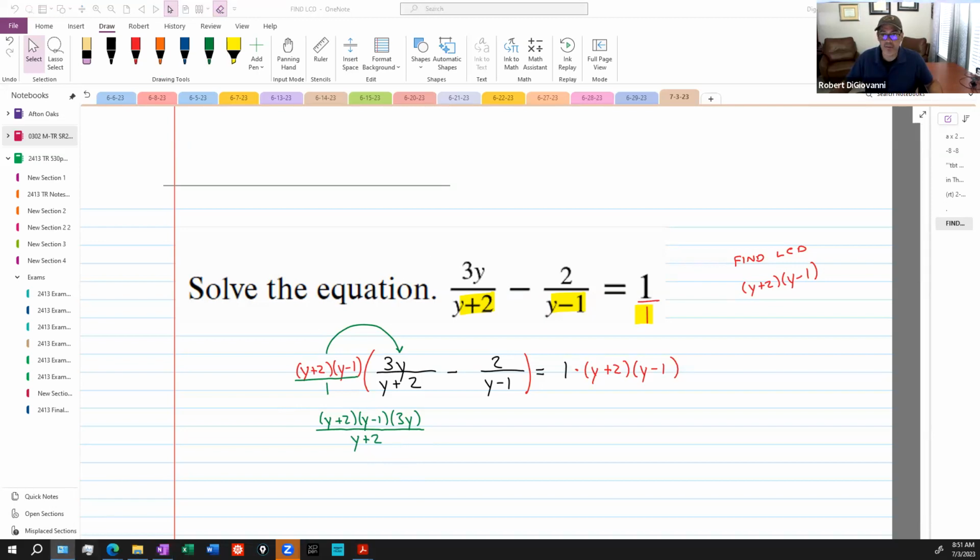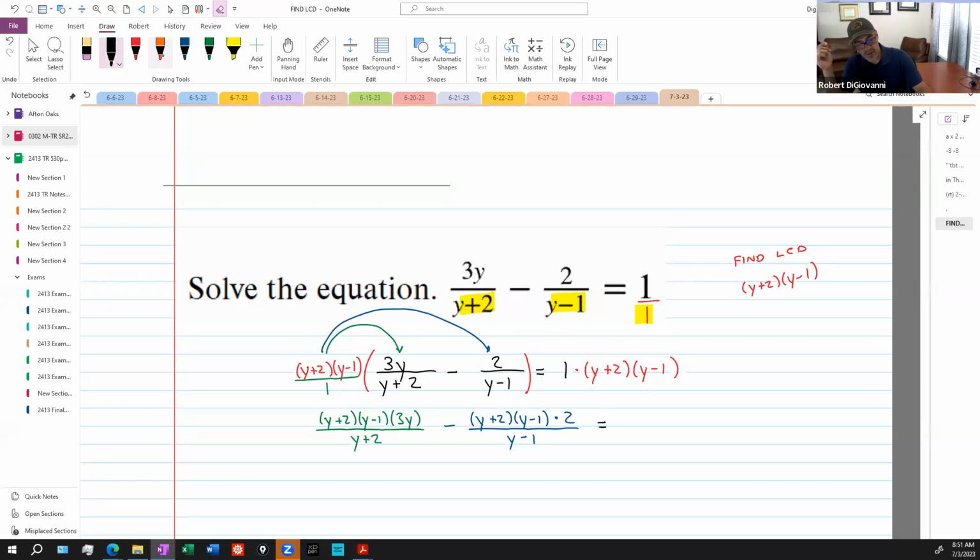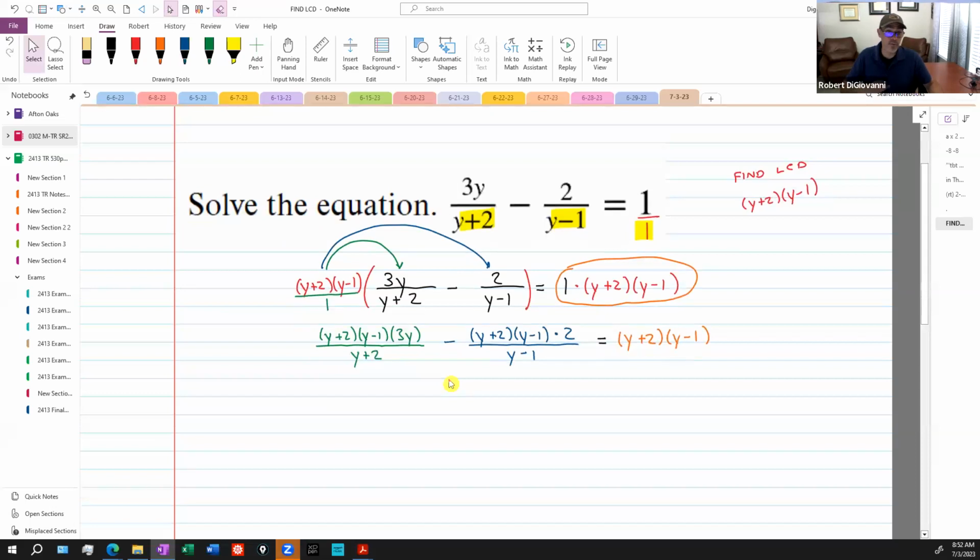Hold on just a second. Now I'm going to multiply this times this. So I'm distributing there. I'm going to have a minus, and then I'm going to have y plus 2 times y minus 1 times 2, and that's all over my y minus 1. And then equals, and on my right-hand side, I have to multiply these together, but that 1 really has no impact on that. So it's just y plus 2 times y minus 1. Okay, that's what happens when I multiply through by the LCD.